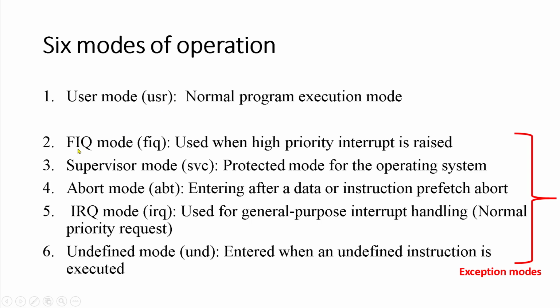The second mode is the fast interrupt request mode, or fast interrupt mode. In this mode, the processor will enter when a high priority interrupt is raised. When a high priority interrupt arrives from a peripheral, the processor will enter this particular mode. Then you see the third mode is called supervisor mode. The supervisor mode is denoted as SVC, and this is the protected mode for the operating system.